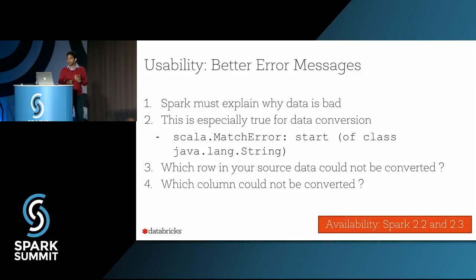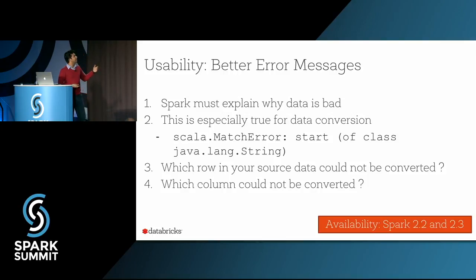And finally, from a usability perspective, as I mentioned before, we are continuously tweaking a large number of exception traces to generate better error messages. The key idea behind this effort is to make sure that Spark can not just throw an exception to you in case something goes wrong, but also try to explain why the underlying data is bad.